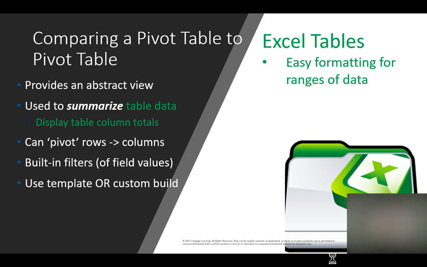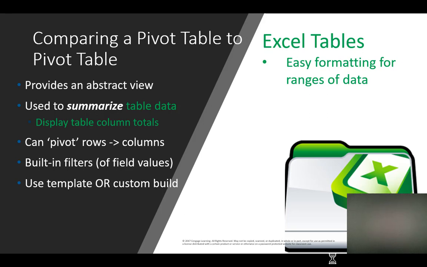It provides a more abstract view, an overall summary of large data sets that we have already defined in an Excel table or a range of data. We use the pivot table to summarize that table data. Frequently, we will display the table columns as totals. You can pivot the rows into columns.